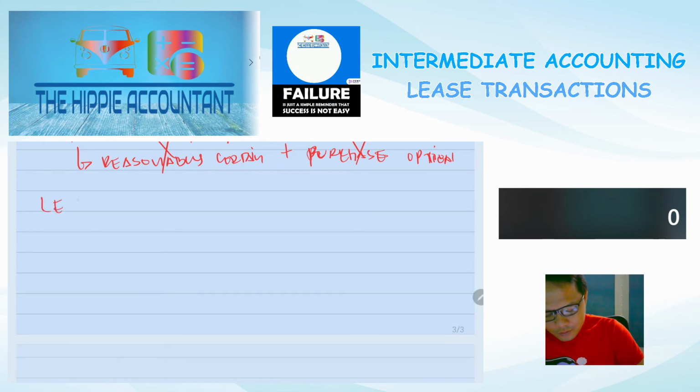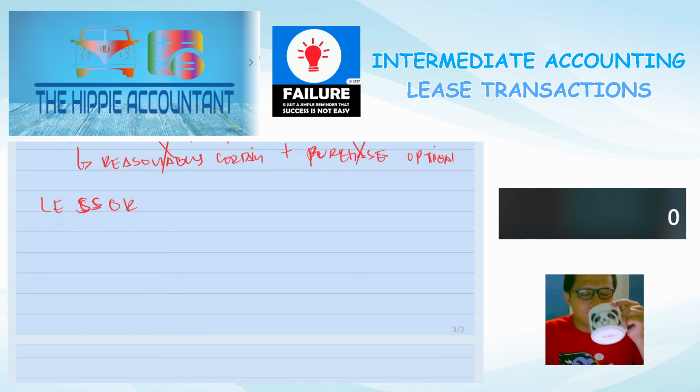on the part of the lessor, okay? Finance lease tayo ha. Remember, finance lease tayo. On the part of the lessor naman, so, change perspective tayo. What if tayo yung lessor? Okay? Now, pag, let's say, operating lease siya. Okay?